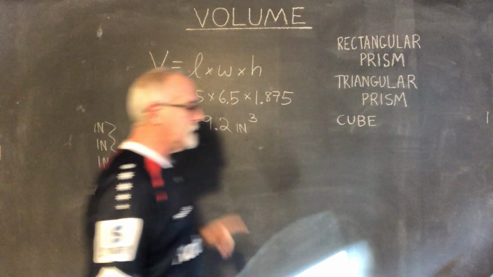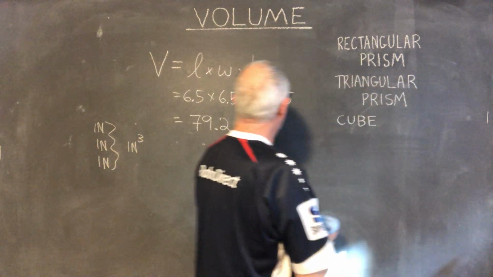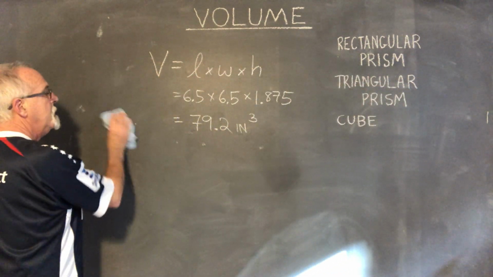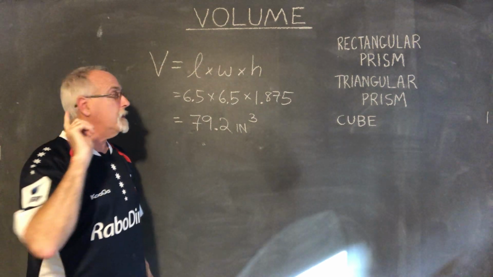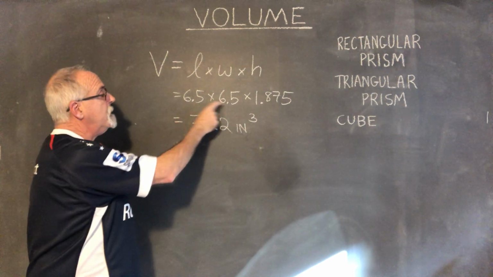Okay, I'm going to erase this little thing though. And in fact, I'll also erase my answer, but not right away. Because I want us to notice something. With this particular rectangular prism, the length and the width were the same.